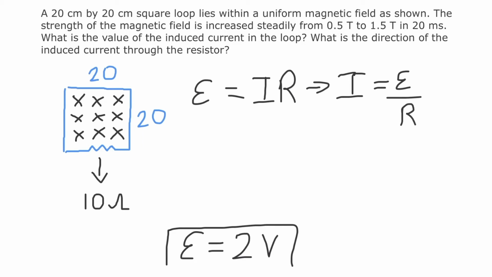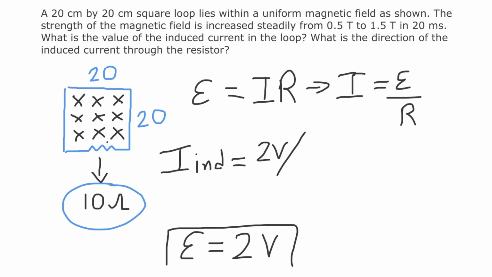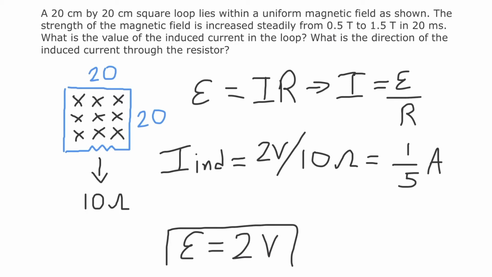So now we can just plug in numbers. Our induced current, I induced, is equal to the EMF, 2 volts, divided by our resistance, which I have written over here. The resistance of that resistor right there is 10 ohms. So we'll just divide by 10 ohms. And 2 divided by 10 is just 1/5 amps, or 0.2 amps. And that's our answer for our value of the induced current.